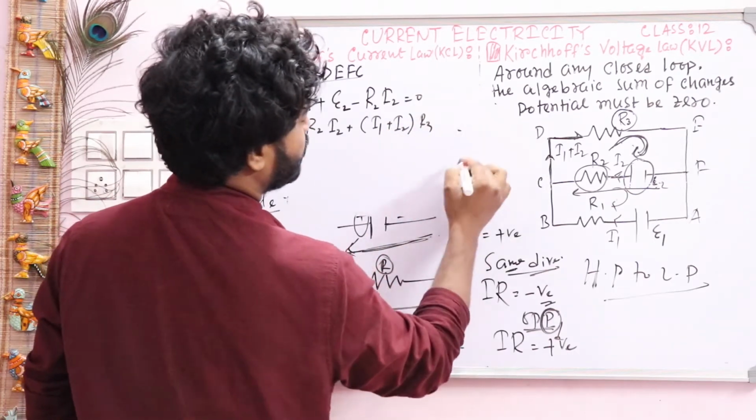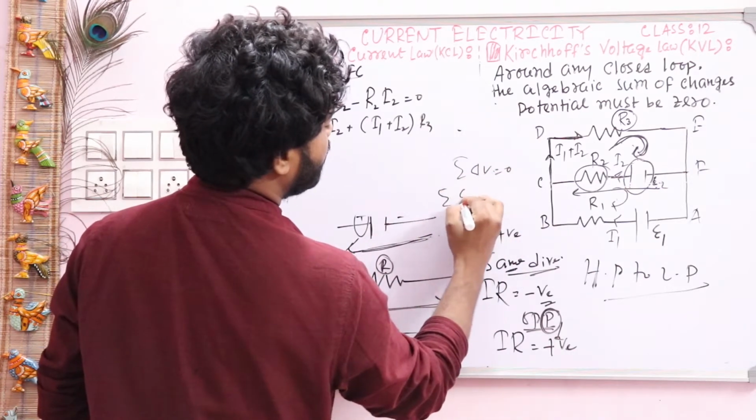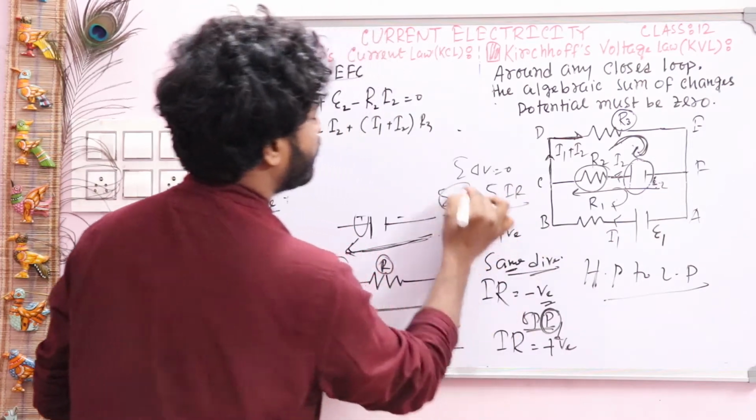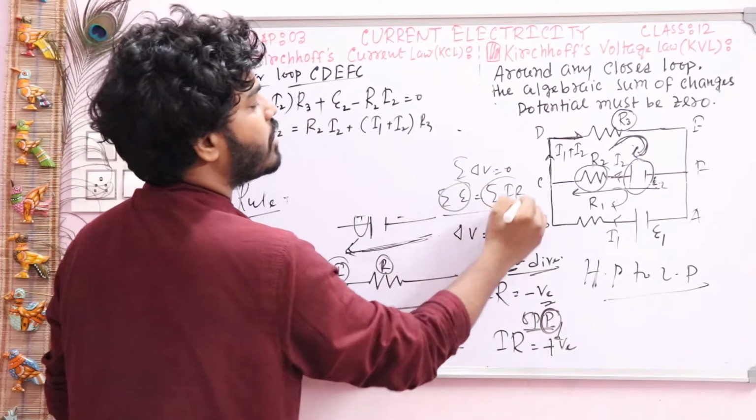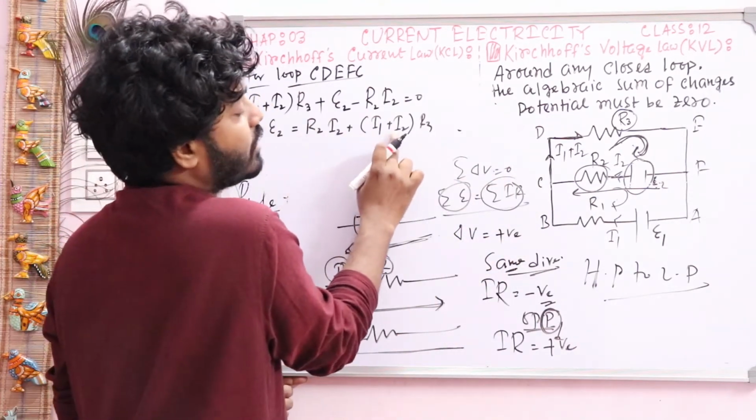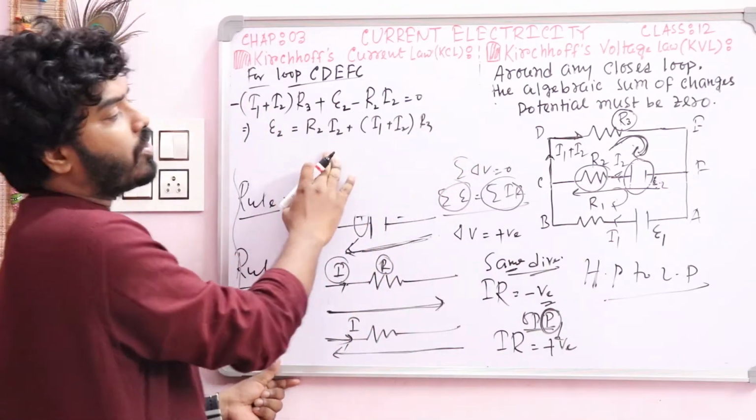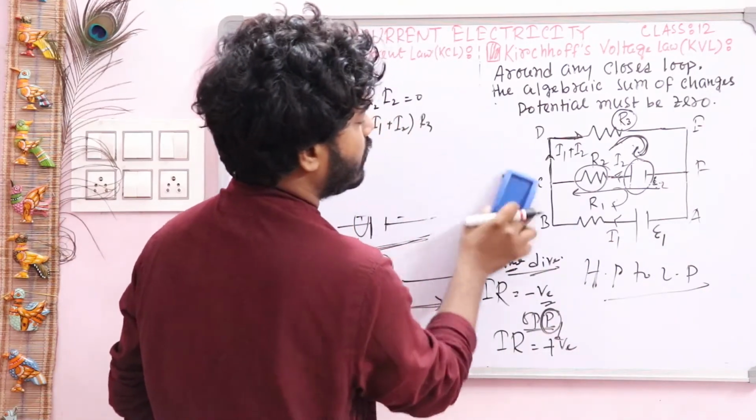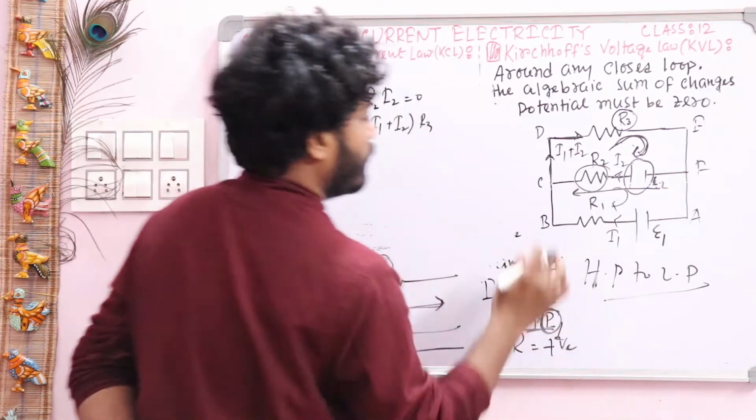Okay, so summation of del V equal to 0 also indicates that summation of E is equal to summation of I into R. Here summation of E, that means E2 for this loop, and summation of I into R means at first I2 R2, then I1 plus I2 into R3. Okay, so this is the equation for this loop. Now you solve the second loop. Solve it. Write it down.